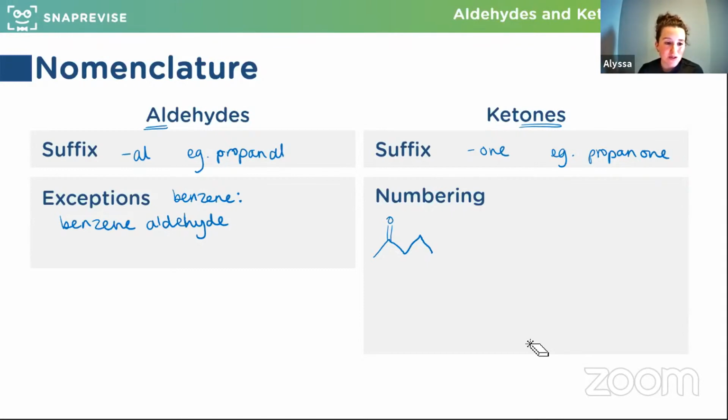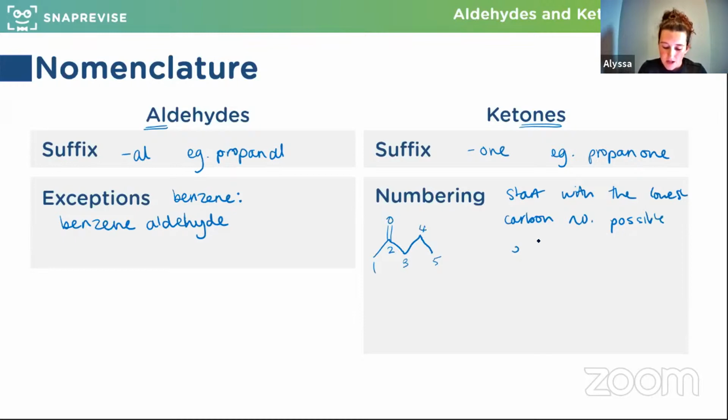Yes, good. Well done, Chem Medic. It's always the smallest number. So we don't go 1, 2, 3, 4. We don't say that the ketone's on carbon 4 when we could number from the other end and make it carbon number 2. That makes much more sense, and we always number the lowest number possible when naming our priority functional group. So we start with the lowest carbon number possible. For example, this one is 1, 2, 3, 4, 5, pentan-2-one.